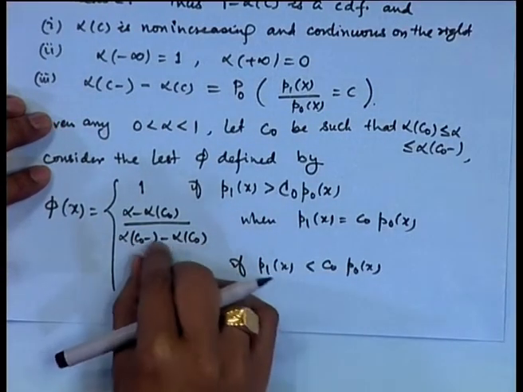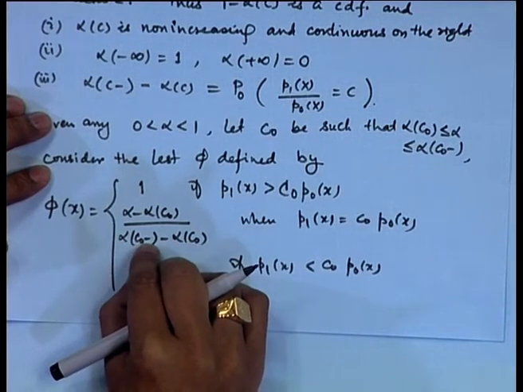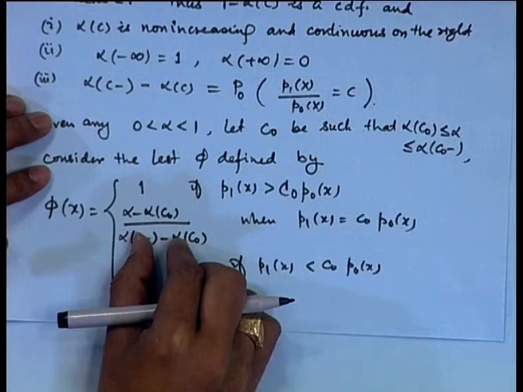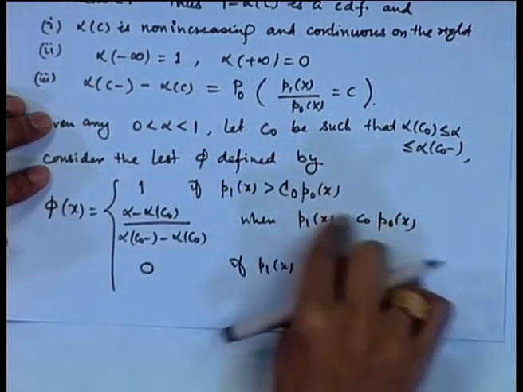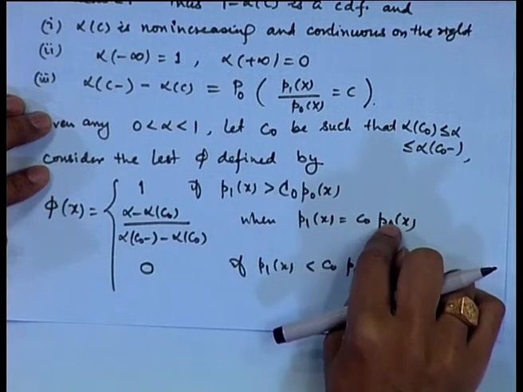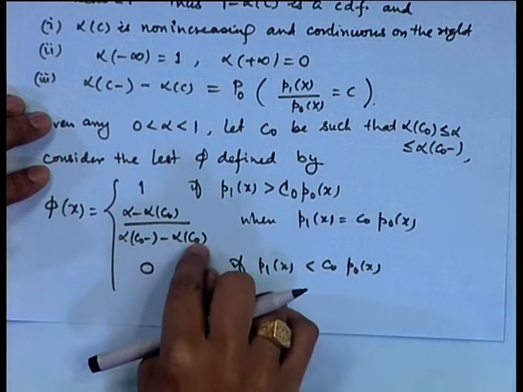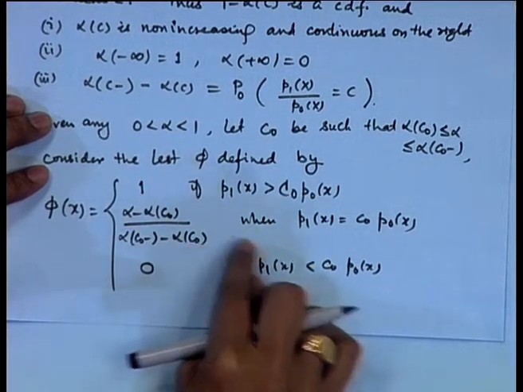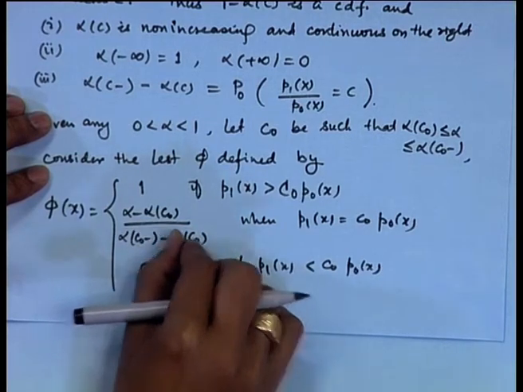So, as I mentioned, this is meaningful only when alpha C naught is not equal to alpha C naught minus, because if it is a continuous distribution, this will be 0. So, you do not need to define this thing, that means this is not useful, because the probability of this event will be actually 0. Only in the case of a discrete distribution, when C naught has a positive probability for the function P 1 x by P naught x, then this value will be of use.